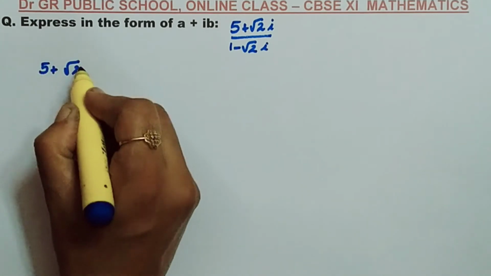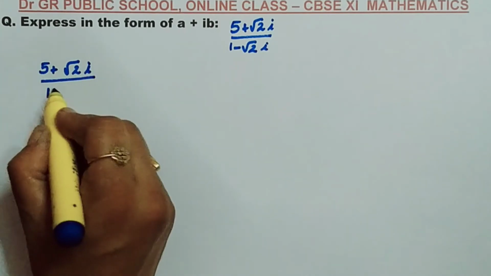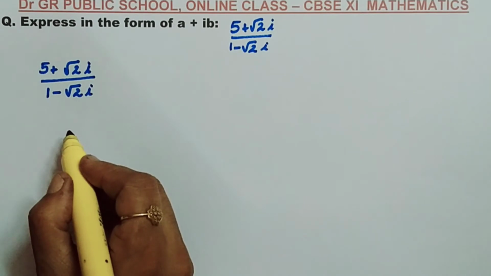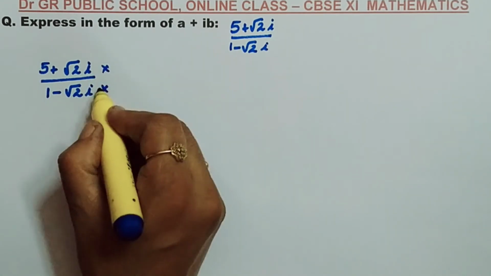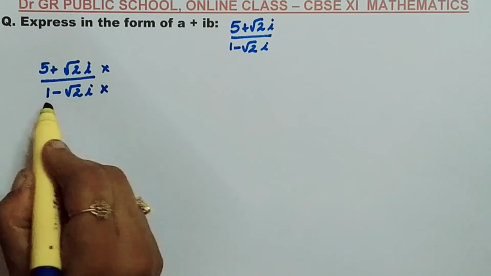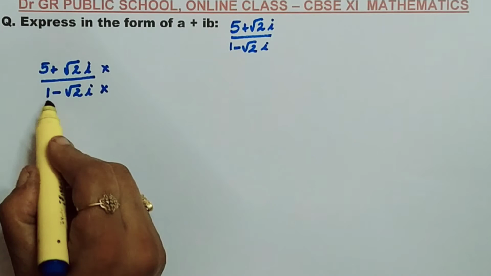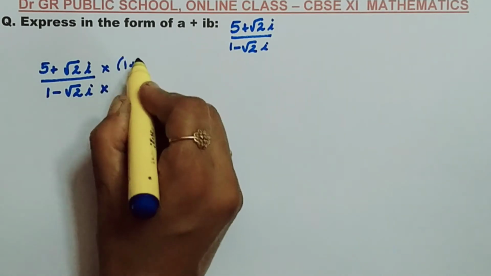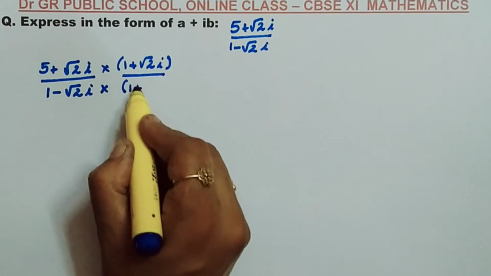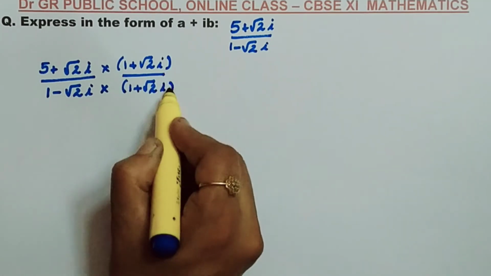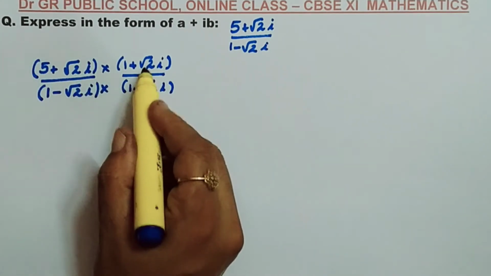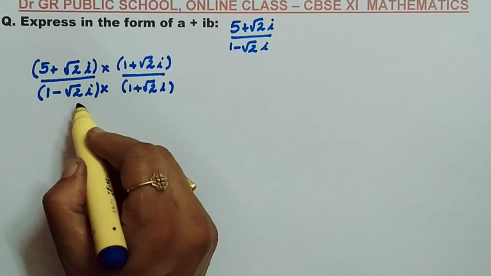To express the number in the a plus ib form, you need to make a simplification. You are given 5 plus root 2i divided by 1 minus root 2i. If there is a denominator, you know how to simplify: multiply the numerator and denominator by the conjugate of the denominator. What is the conjugate of the denominator? 1 plus root 2i. You have to multiply in the numerator as well as in the denominator by 1 plus root 2i. This is the first step.